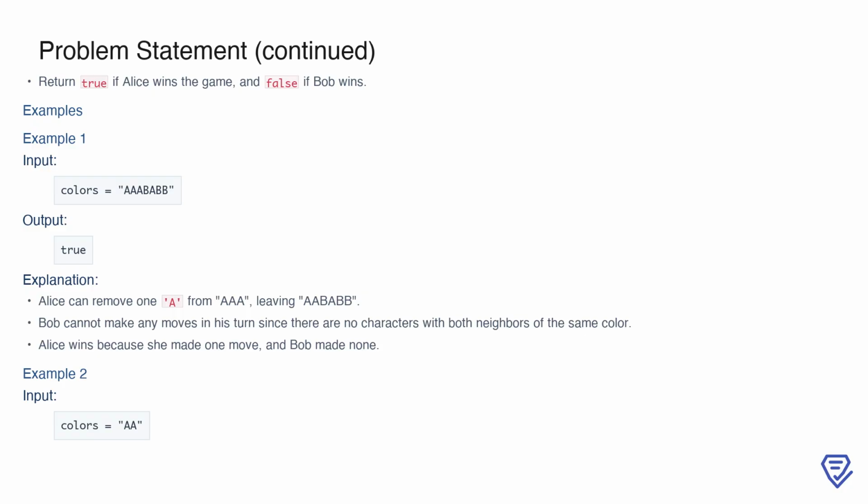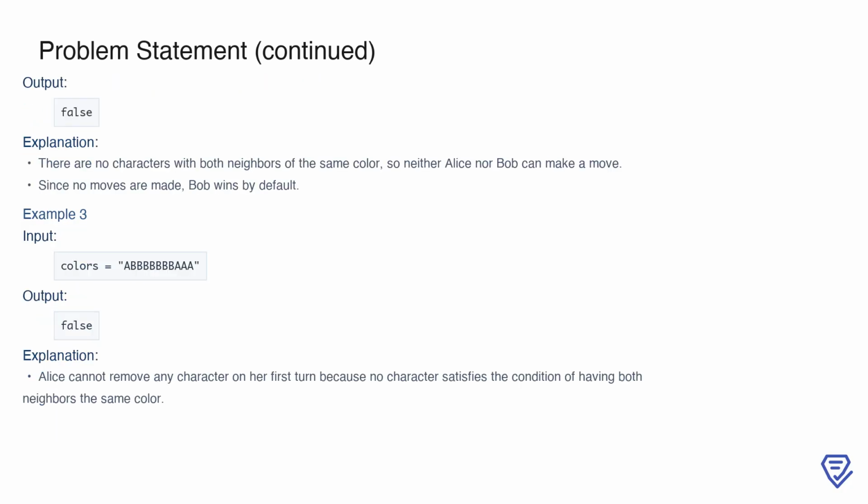Let's look at some examples to understand this better. In the first example, the input string is colors equals AAABABB. Here, Alice can remove one A from the group AAA, leaving the string as AABABB. When it's Bob's turn, there are no valid moves for him since no character satisfies the condition of having both neighbors the same color. As a result, Alice wins because she made one move, while Bob was unable to make any moves.